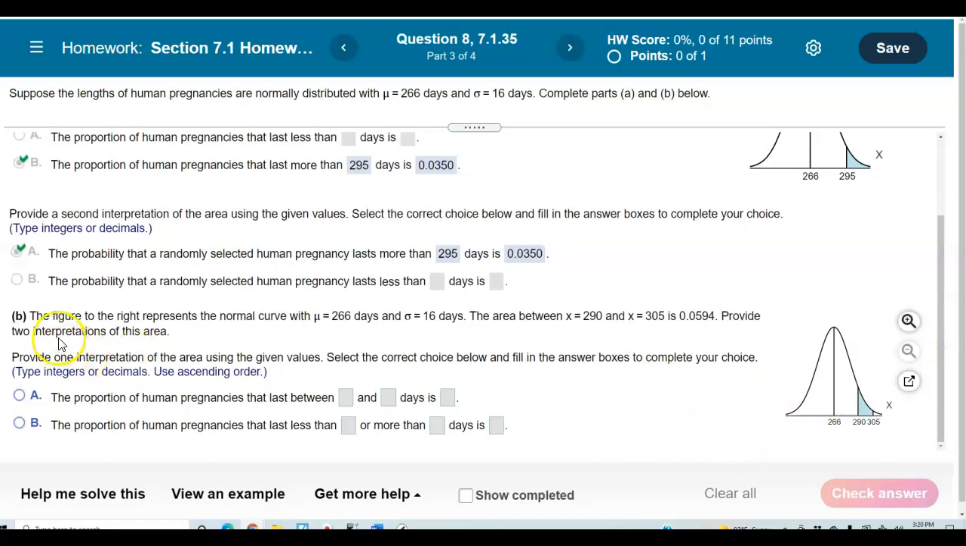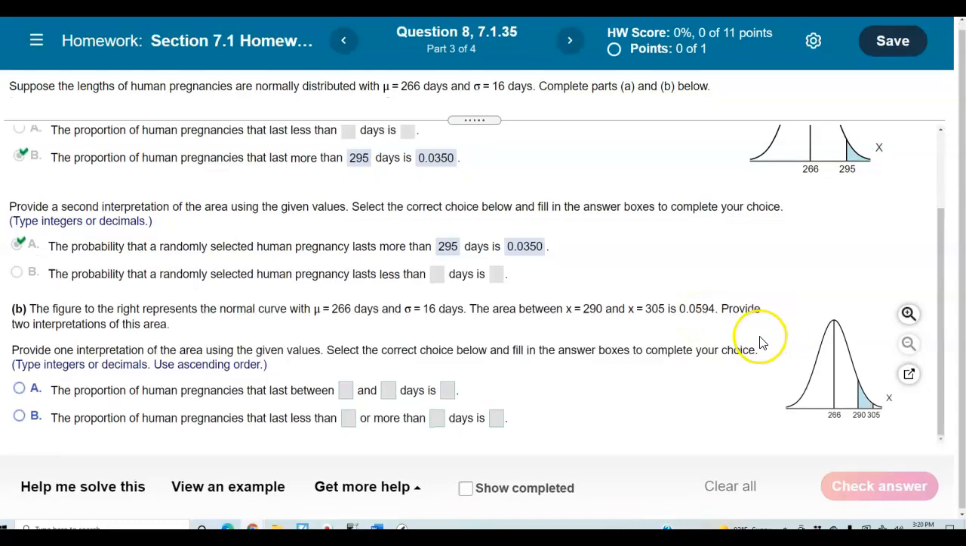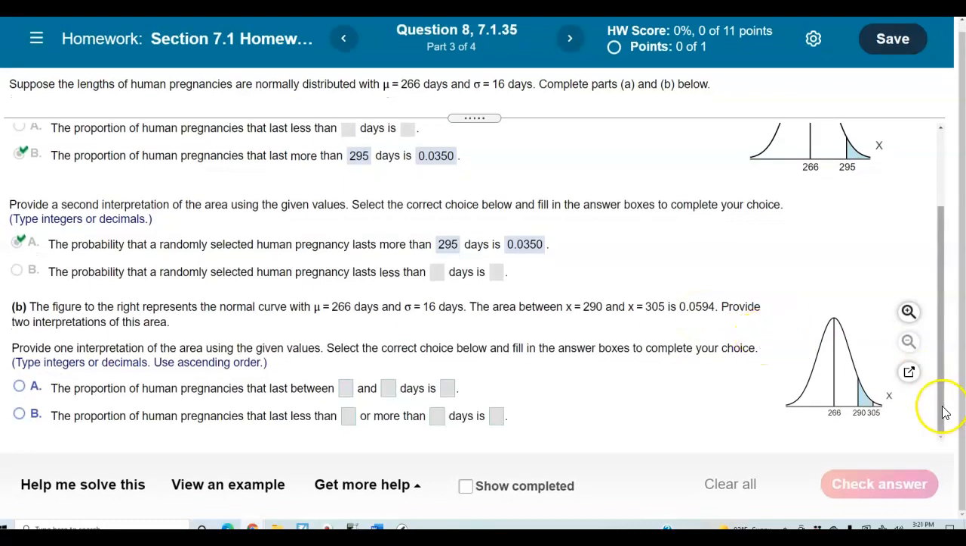Okay, now in part B it says the figure to the right represents the normal curve where the mean is 266 days and the standard deviation is 16 days. Now you can see that the area that's shaded in blue is between these two values. So the area between x equals 290 and x equals 305 is given by 0.0594. Now we're going to provide two interpretations of that.